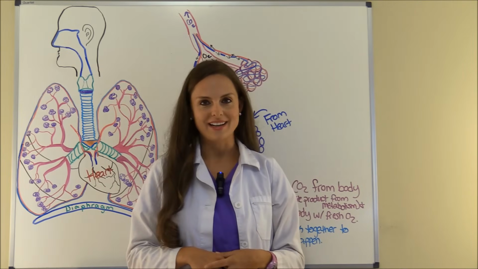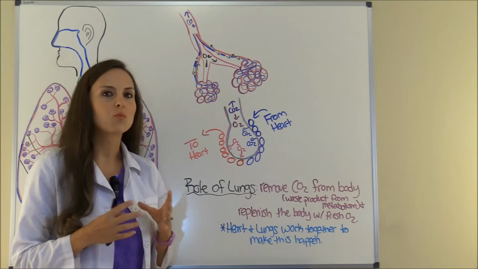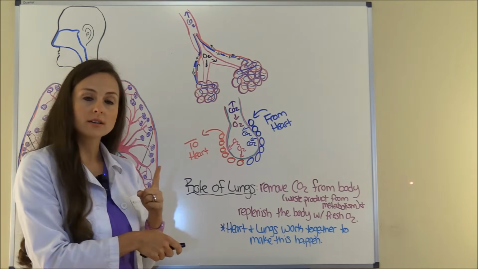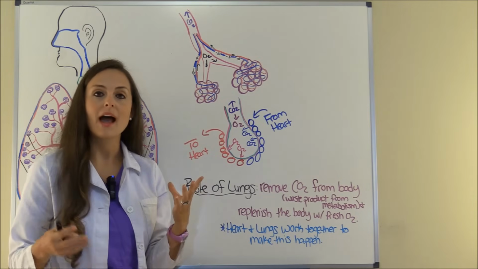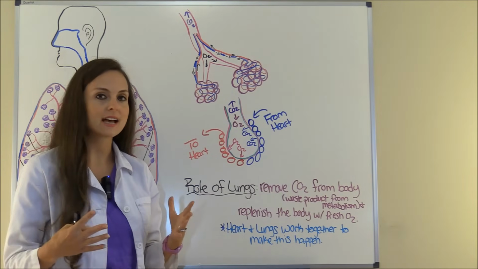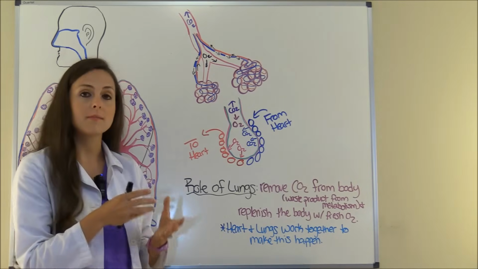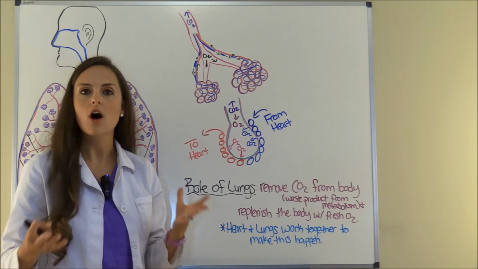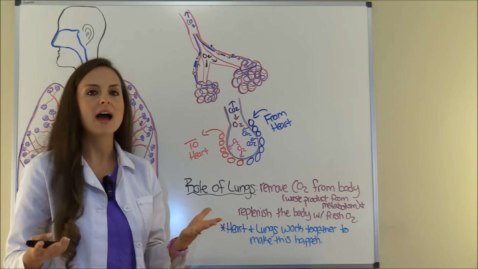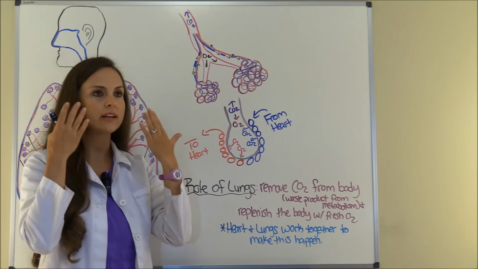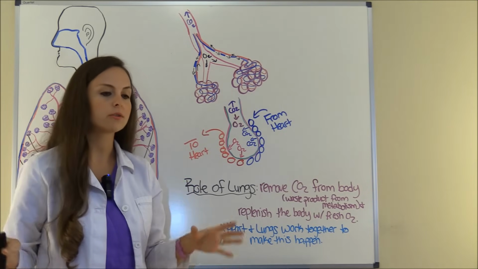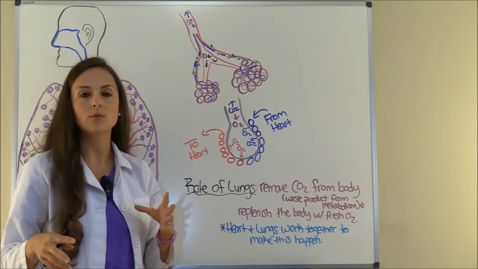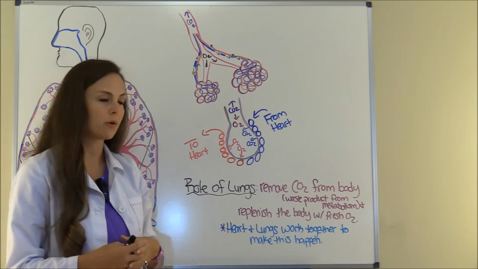So let's get started. First, let's start out talking about the role of the lungs. What do the lungs do? The lungs remove carbon dioxide from our body, and they do this by exhaling. Carbon dioxide is a waste product from metabolism. The lungs also replenish the body with fresh oxygen, and they do this whenever we inhale. Whenever we breathe in, we're taking in oxygen. It's going to go down through our lungs, and here in a second you'll see how that oxygen is transported to those red blood cells to replenish your body.